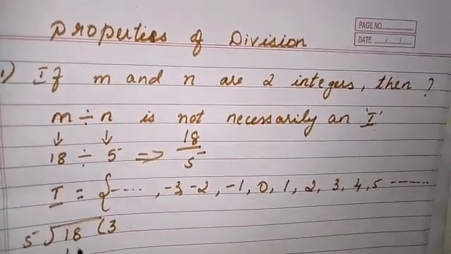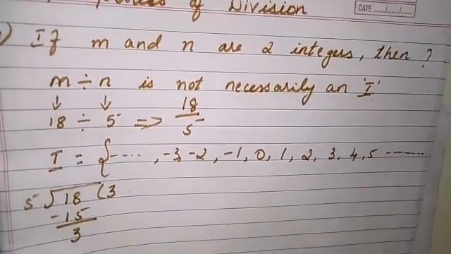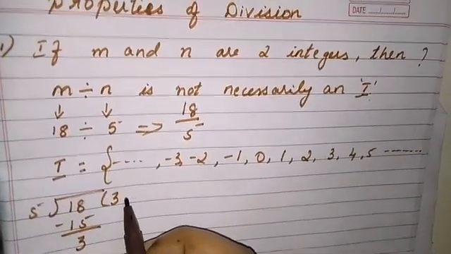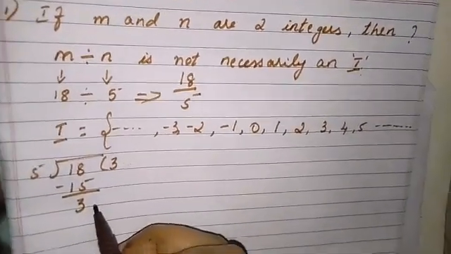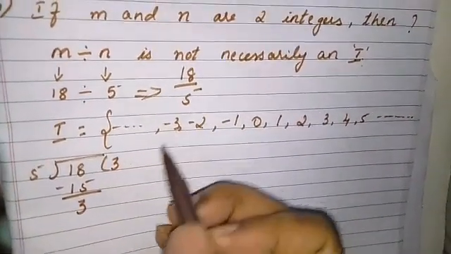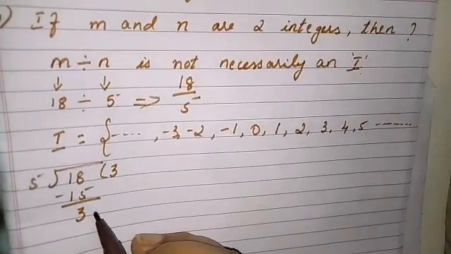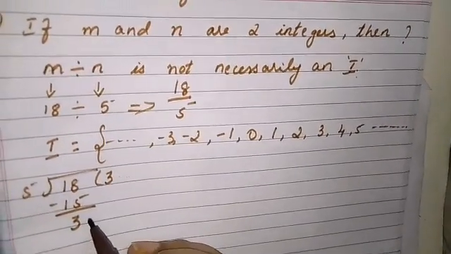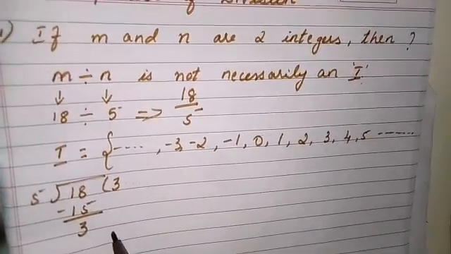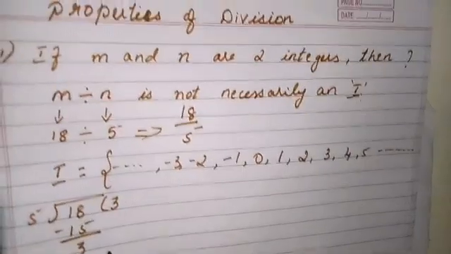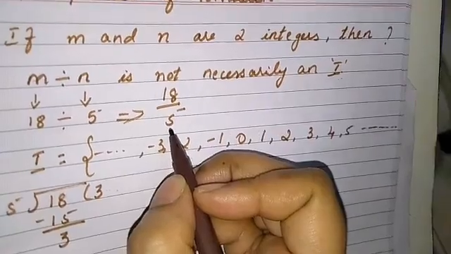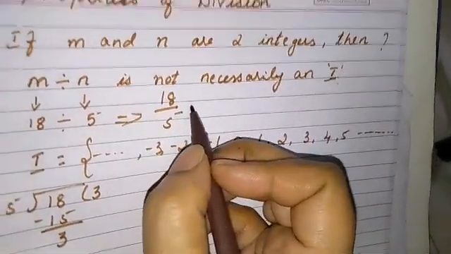5 3s are 15, and I'm getting a remainder. So we know this is the dividend, this is the divisor, this is the quotient, and this is the remainder. Now for 18 to be exactly divisible by 5, the remainder should have been 0. But since 18 is not exactly divisible by 5 and we are getting a remainder of 3, the result of this is not an integer.